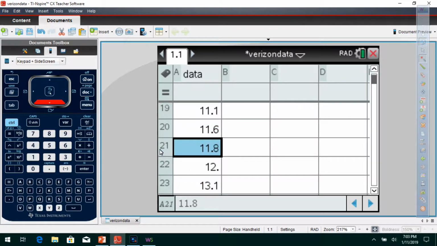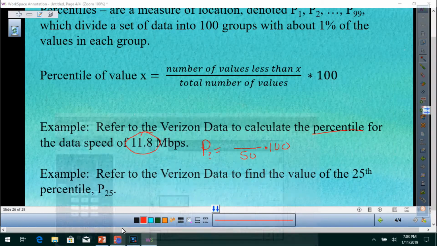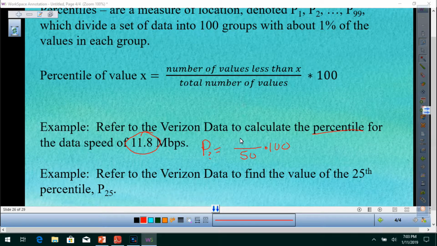So how many values are above 11.8? It was 20. So I got 20. All right. So 20/50 times 100. Well, these cancel, and that's going to give me 40. Okay. So the percentile of 11.8 megabytes is 40. It may be written something like this: percentile 40 equals 11.8 megabytes per second.